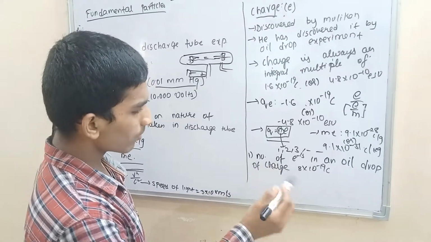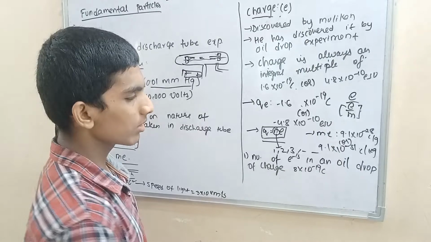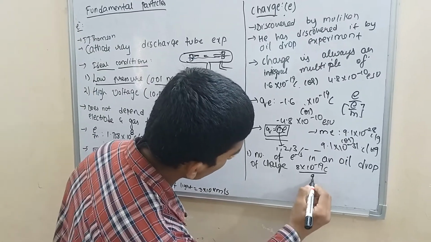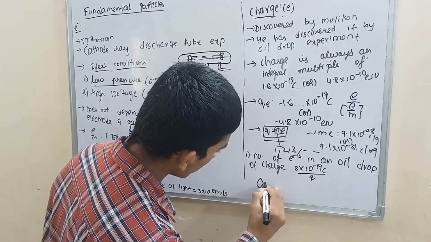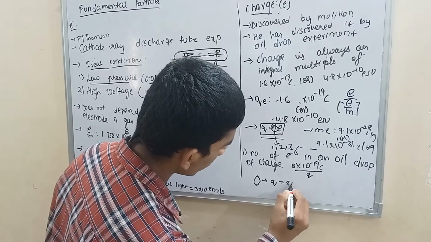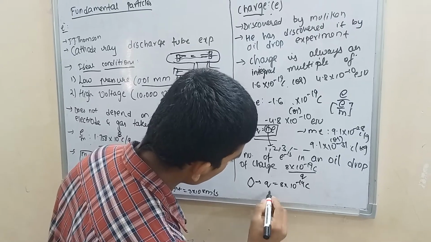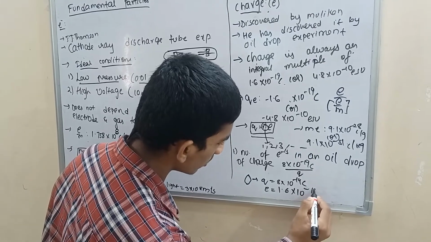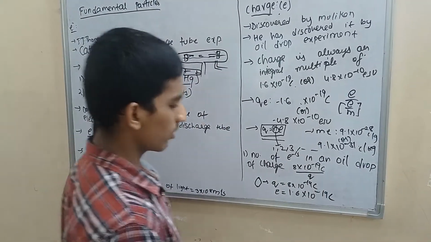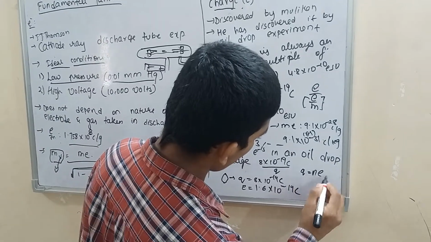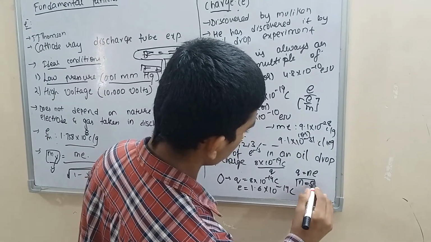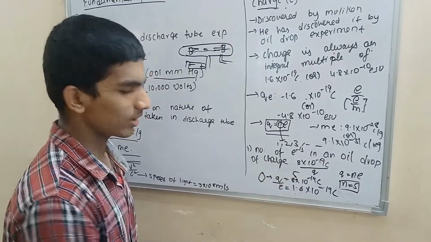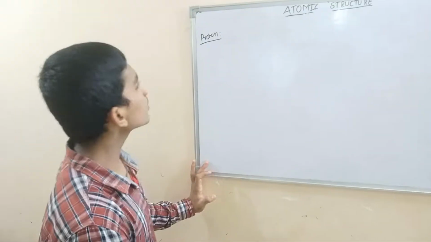Next, a small problem on it. Number of electrons present in an oil drop of charge 8 × 10^-19 coulombs. This is the total charge on the oil drop. Q = 8 × 10^-19 coulombs. What is E? Don't consider the negative sign; it's just to represent an electron. Q = Ne, so N = Q by E, a small calculation: 1.6 five times, N = 5. Done.